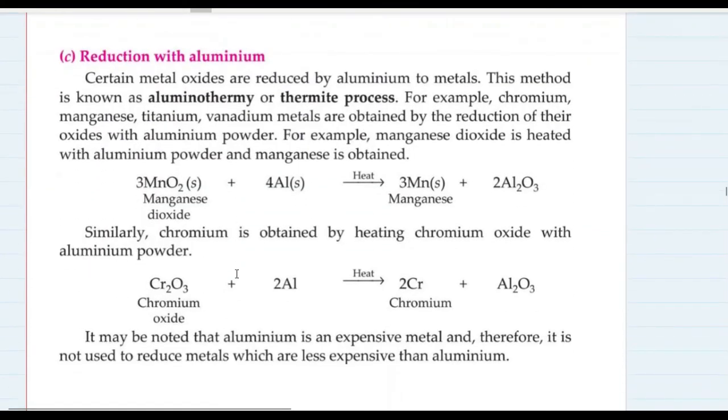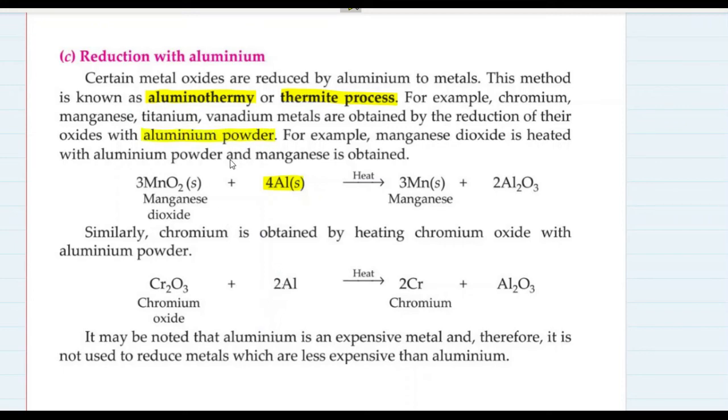Aluminium can also be used as a reducing agent. Certain metal oxides are reduced by aluminium to metals. This method is known as aluminothermy or thermite process. I'm going to talk about and I'm going to show you a few things which are super. I will show you. Wait. Aluminothermy or thermite process, where aluminium is used as a reducing agent. ठीक है? For example, chromium, manganese, titanium, vanadium metals are obtained by the reduction of their oxides with aluminium powder.